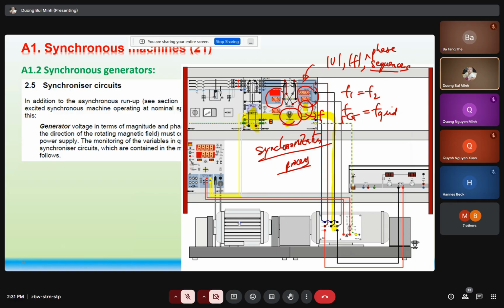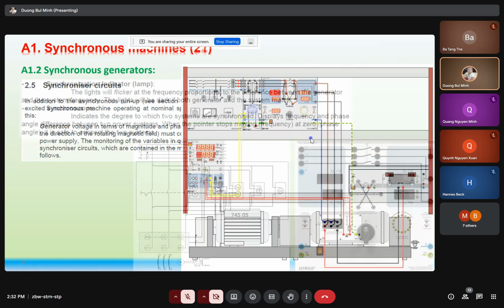Okay, yeah. How many students finished this experiment? Thầy Ba, have you finished this experiment? Okay, maybe some students have already finished this experiment.